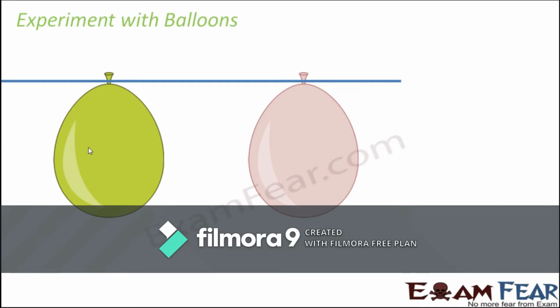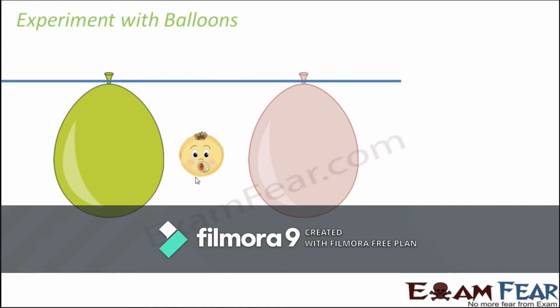So you just fix these balloons and leave a considerable distance between the two balloons. Now at the same time, they should not be kept very far apart. So leave a considerable distance between the two balloons and tie them to a string. Now what do you do? You blow hard in the space between the balloons. So what happens when we blow?